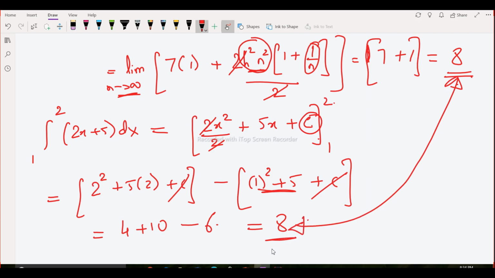So definite integration is actually area under the curve, and that's the reason it's also used in physics, especially in kinematical equations. To derive those equations, we use integration. So hope you understood this part, and in the future lectures, we'll check all the types which are involved in definite integration.